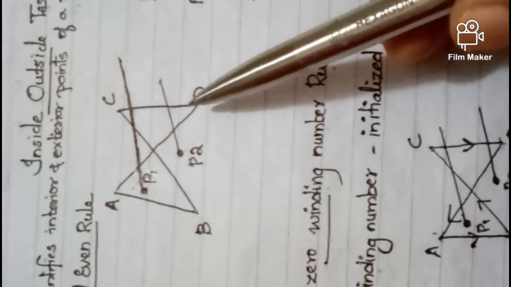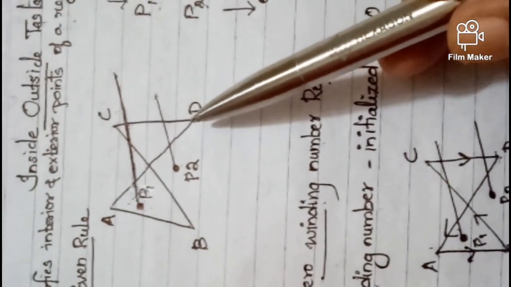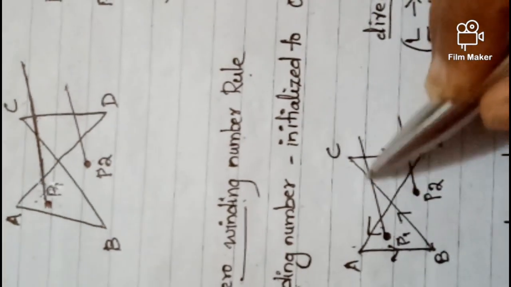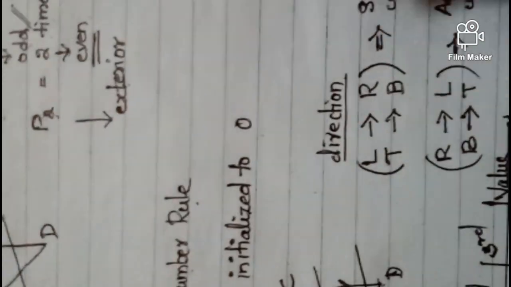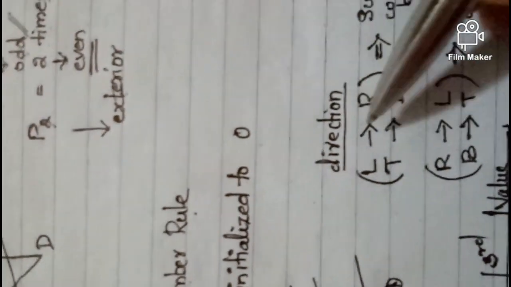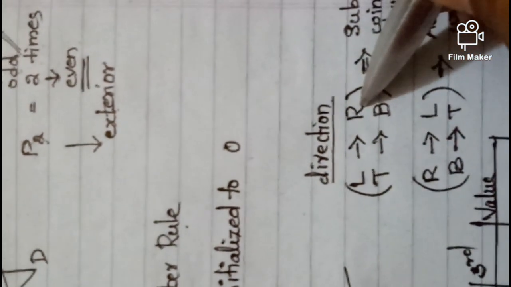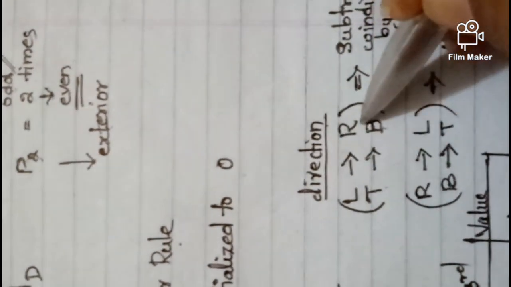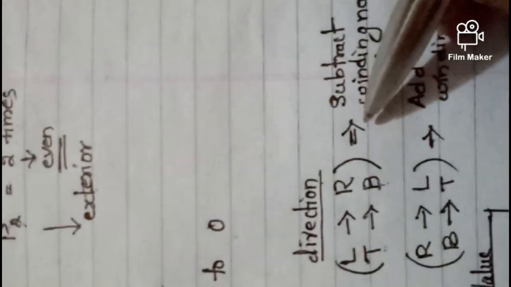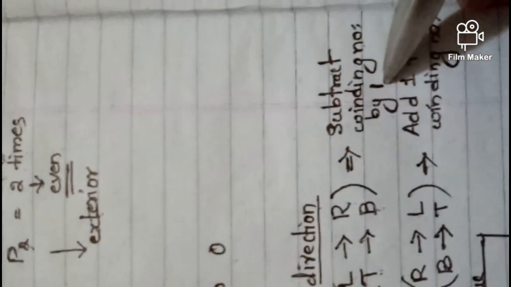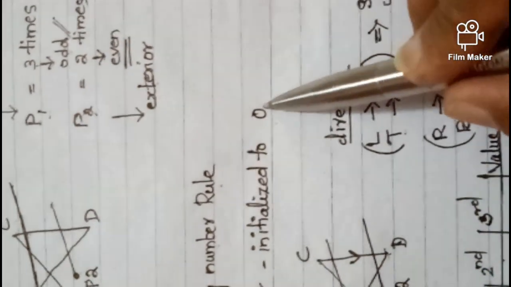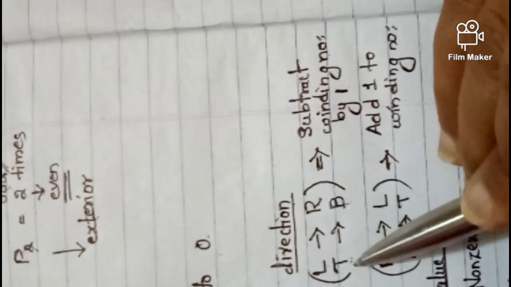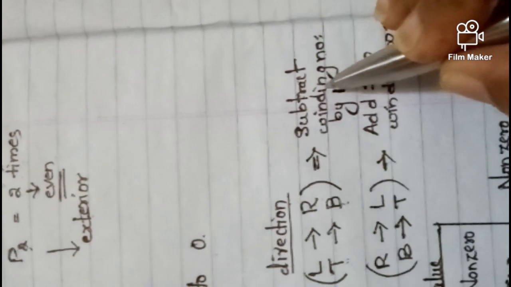In the odd-even rule we just considered the number of times the edges were intersected, but here we have to consider the number of times the edges are intersected along with their directions. So why are we considering the direction? When considering an intersection, if the edge moves from left to right or from top to bottom, then we have to subtract 1 from the winding number. That means if initially the winding number is 0 and in the first intersection the edge moved from left to right or from top to bottom, we have to subtract 1 from the winding number.